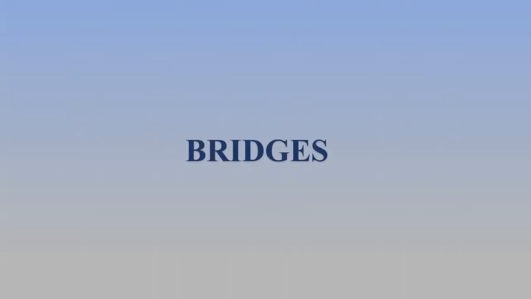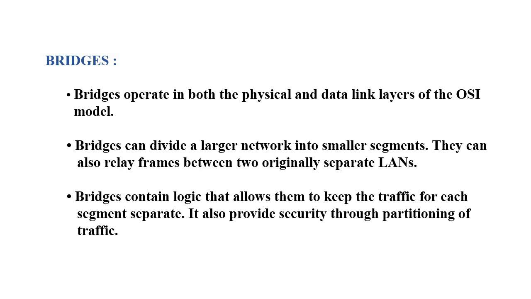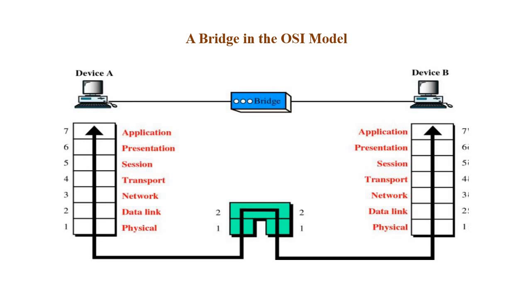The next one, bridges. Bridges operate in both the physical and data link layers of the OSI model. Bridges can divide a larger network into smaller segments. They can also relay frames between two originally separate LANs. Bridges contain logic that allows them to keep the traffic for each segment separate. They also provide security through partitioning of traffic.